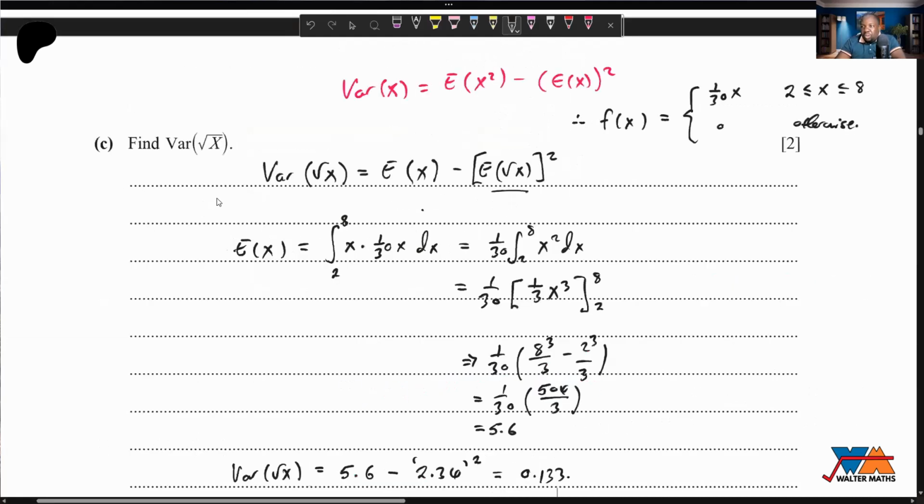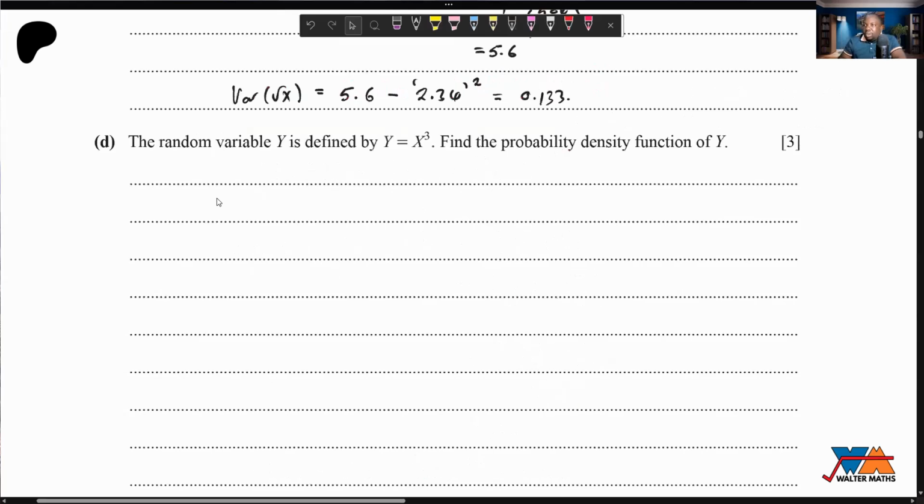Now we move on to part D. On D, it says the random variable y is defined by y is equal to x cubed. Find the probability density function of y.